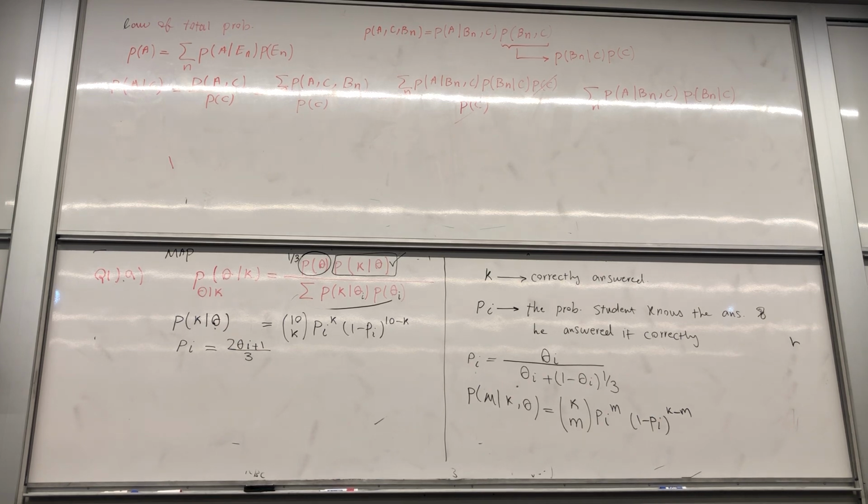That's the meaning of MAP. This is most likely that 2 of the questions were randomly answered, and he was correct. Okay. What about least mean square? We need to find expected value of, where is it? Yeah, expected value of m conditioned on x.